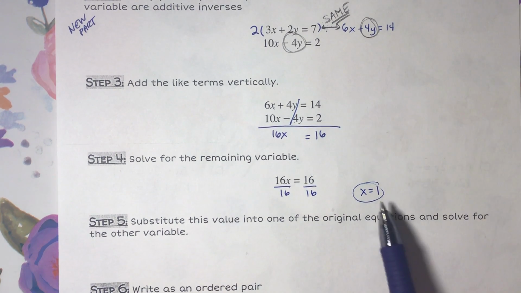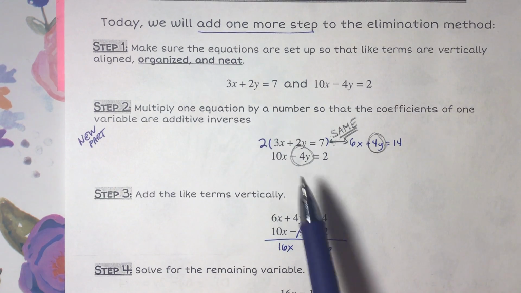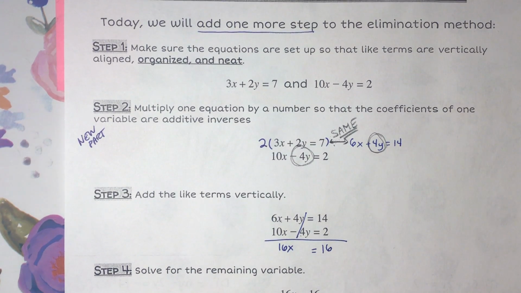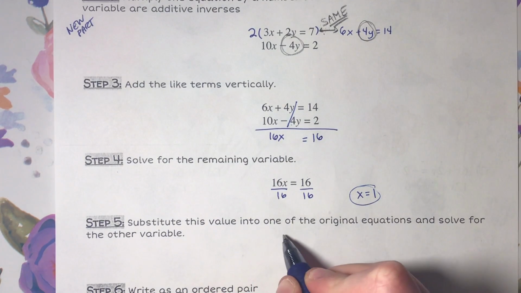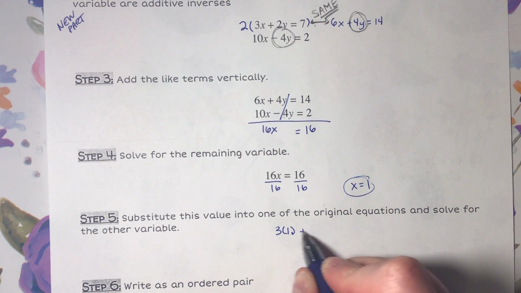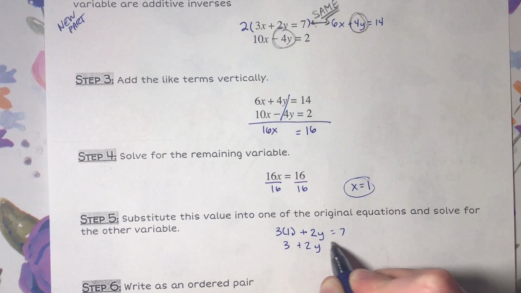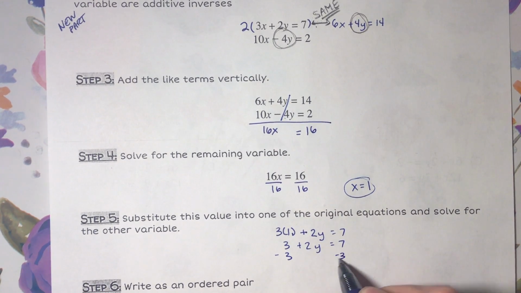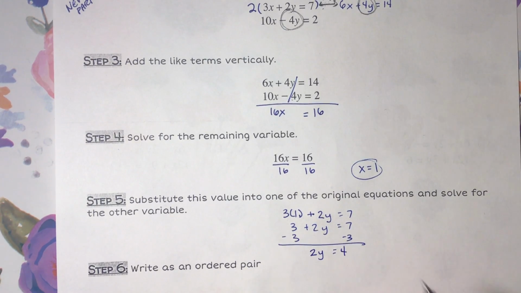Now I'm going to take this value and substitute it back into one of my original problems. It doesn't matter which one, but like I usually say, try to pick one that you think will be easier to work with. So I'm going to choose the top one. That's going to be 3 times 1 plus 2y is equal to 7. Well, that's 3 plus 2y equals 7. Subtract 3 from both sides, and I have 2y is equal to 4.